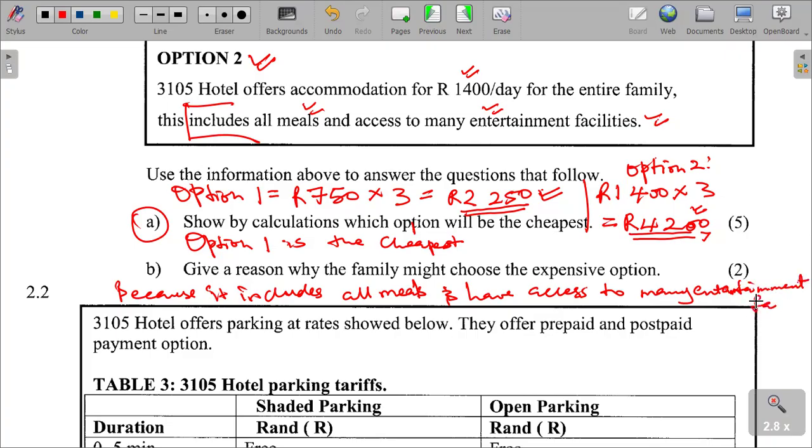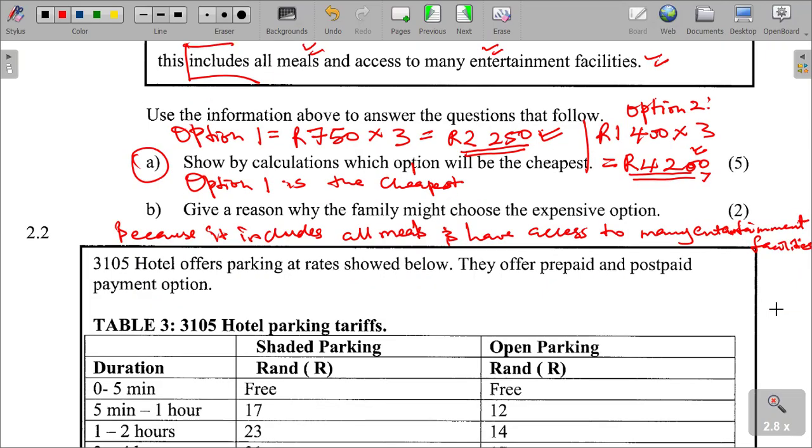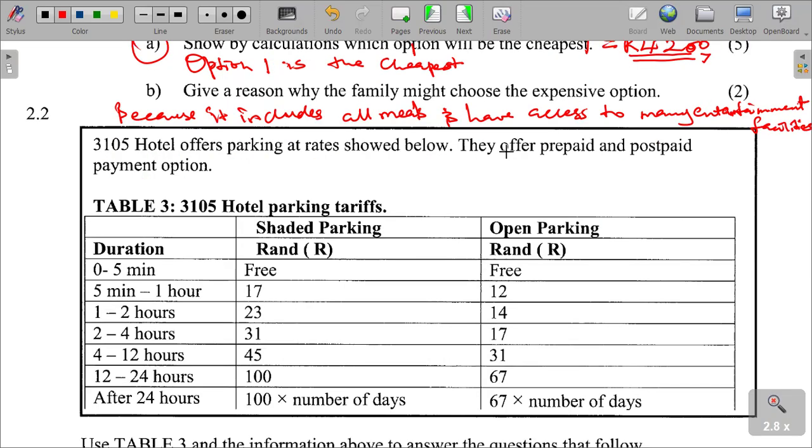Entertainment facilities are there. It has many meals and access to many entertainment facilities. As I've indicated to you, the answers are here. It includes all meals and also access to many entertainment facilities, which is shown there in the passage. And then we have 2.2.